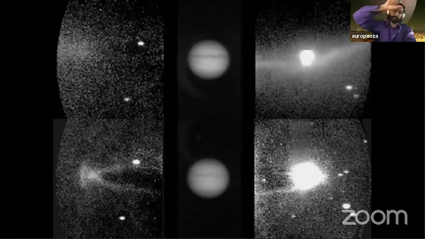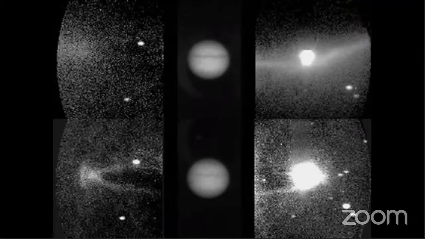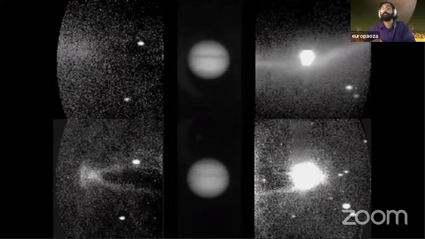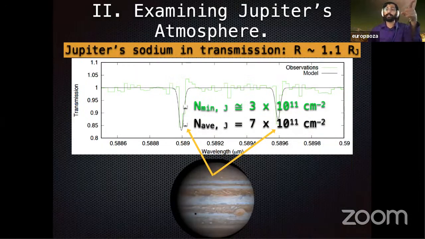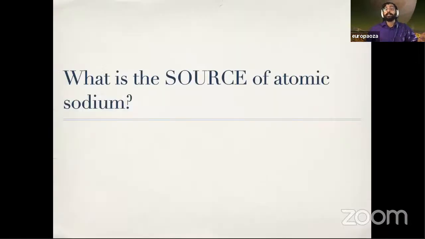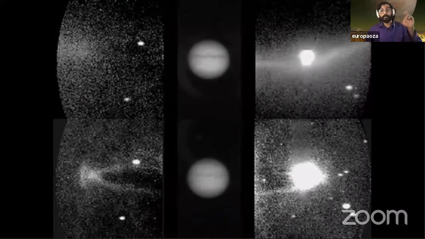On the top panel, you can see that the sodium has a cloud and some structure also. This is a series of images in sodium, narrowband filter, at the same wavelength, the doublet at about 589 nanometers. But on the bottom frame, there are two other spectral lines, also narrowband filters: ionized sulfur at about 636 nanometers, and then ionized oxygen.